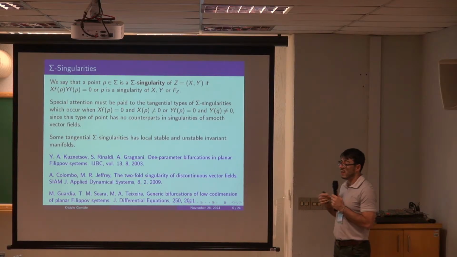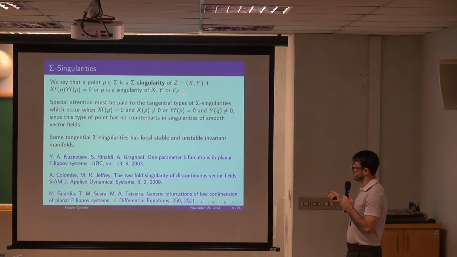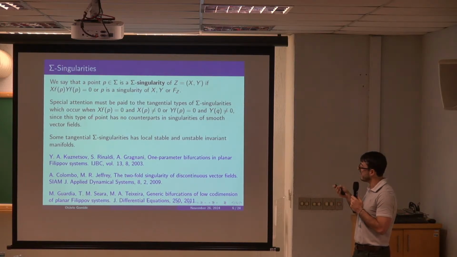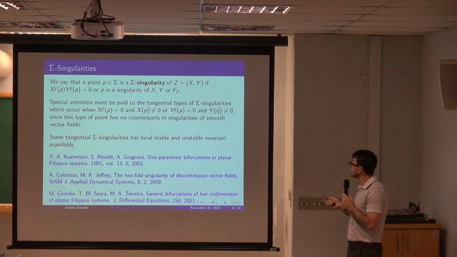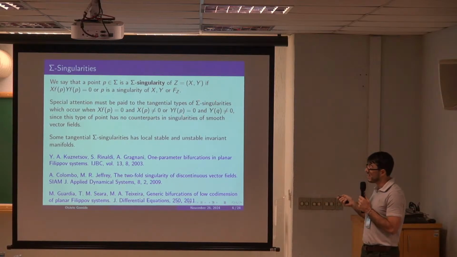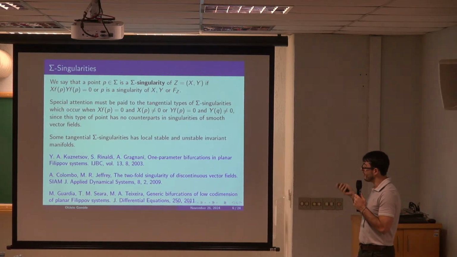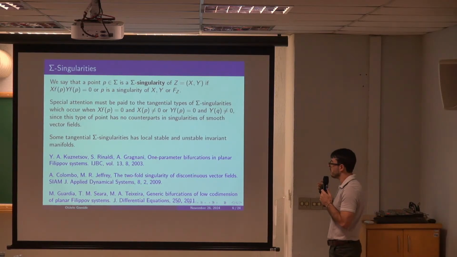Well, in this context, we have a new class of singularities, which are the Σ-singularities. A point p is a Σ-singularity of a vector field Z if it is a tangential point of X or Y, which means that one of the Lie derivatives, Xf or Yf, is 0, or it is a singularity of X, Y, or of the sliding vector field. Here we give special attention to the tangential type of Σ-singularities, which is the case where we don't have a singularity, but the vector field has a contact with Σ. The importance, of course, the first hint of this kind of singularity is that there are no counterparts in the smooth world. So, of course, it is of major interest.